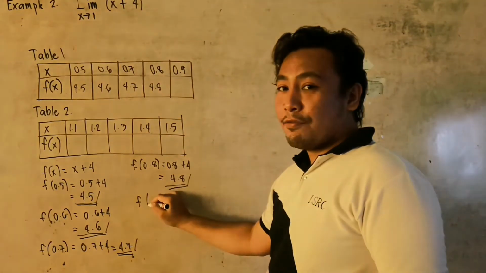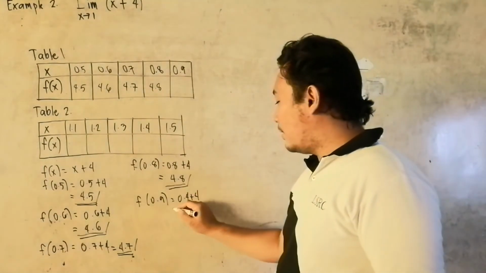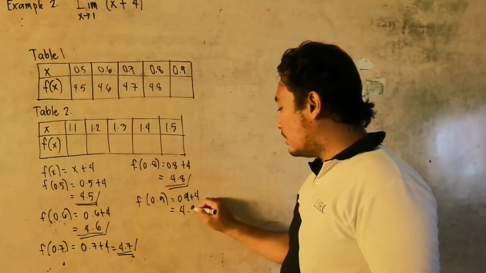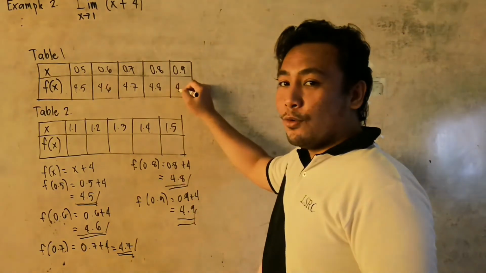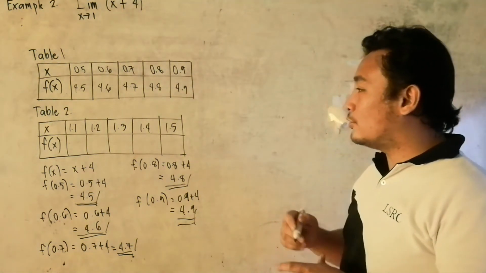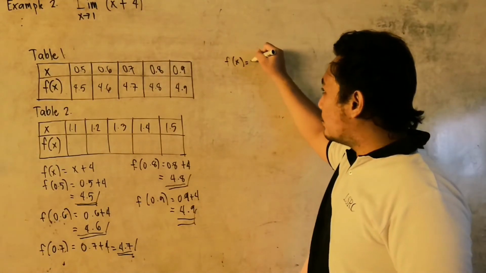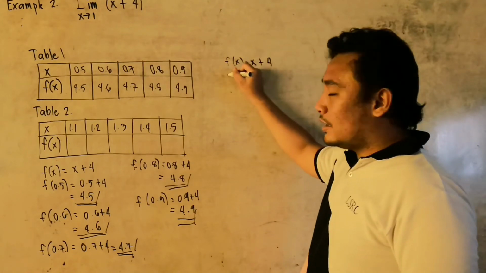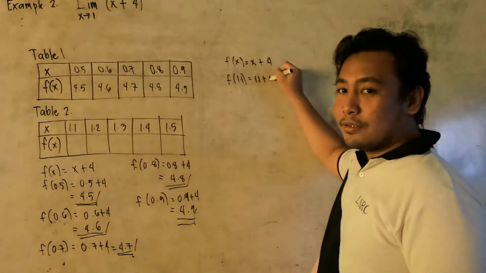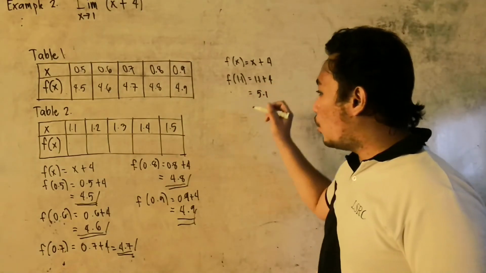We have 4.8. Next is f of 0.9. So we have 0.9 plus 4. So this is equal to 4.9. So we're done with the table 1. So next is yung table 2 natin. We have f of x is equal to x plus 4. We have f of 1.1. This is equal to 1.1 plus 4. And 1.1 plus 4 is equal to 5.1.